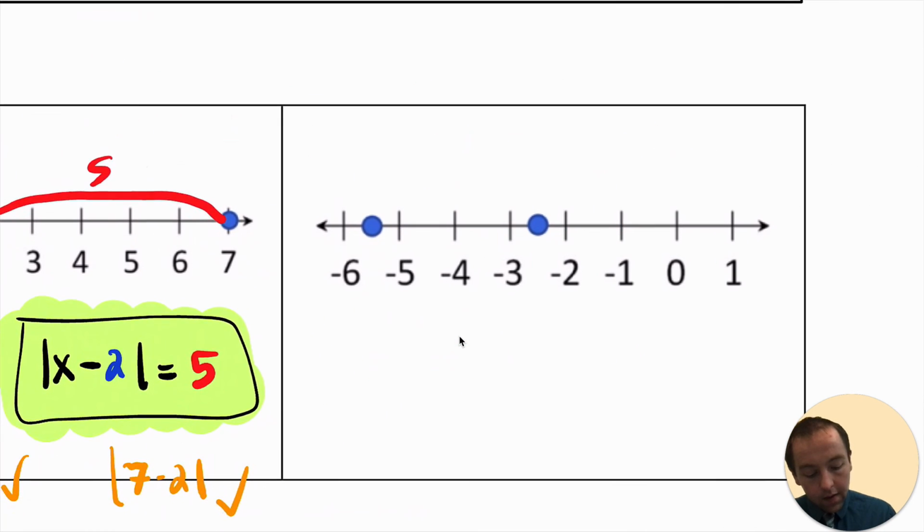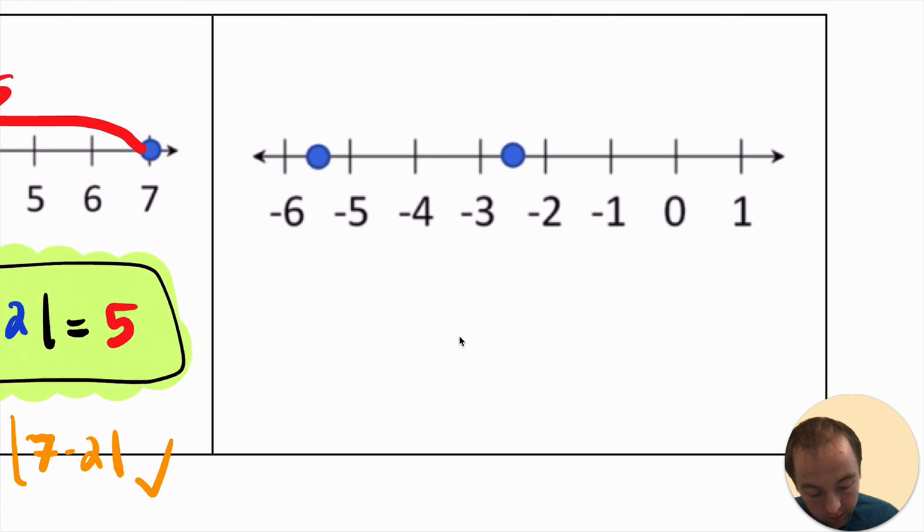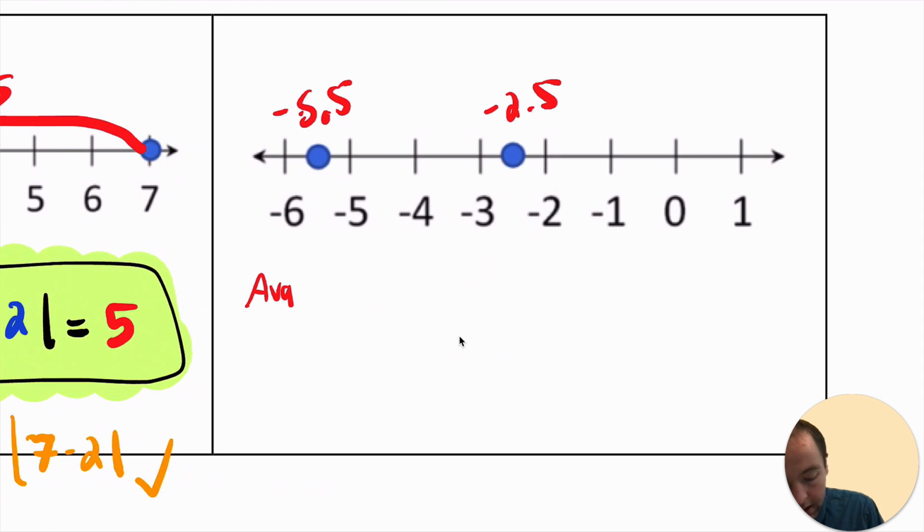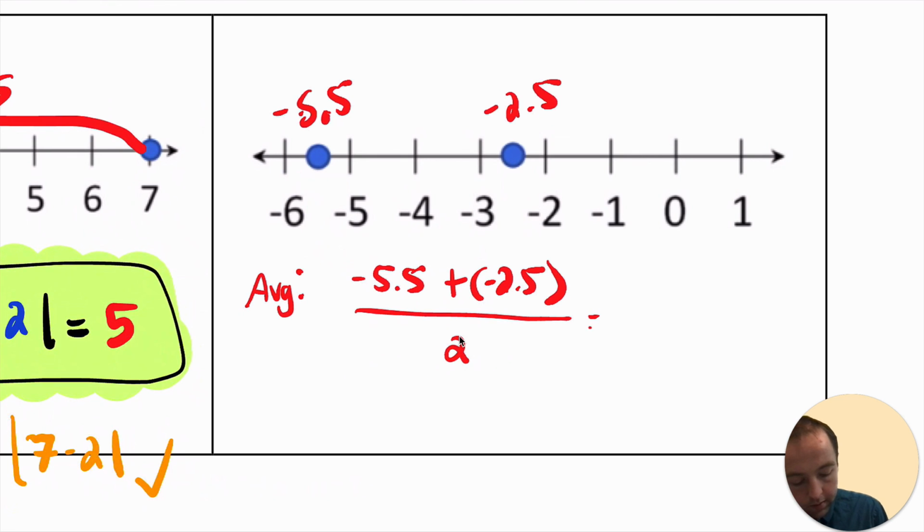All right, and then the last one right here, we just have to find the middle, so what numbers are these? Well, that's going to be -5.5, and this one's going to be -2.5, right? Okay, so we want to try to find the middle of those two coordinates, so we can average them. To average them, you take -5.5, add it with -2.5, and then divide by the number of numbers. So it's going to be -8 when you add, divide by 2, and you get -4 as the average. So that should be the midpoint of that.